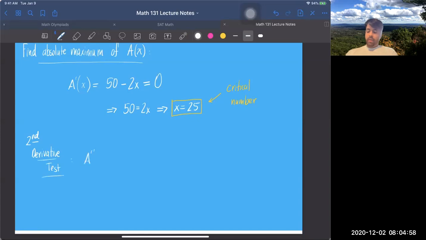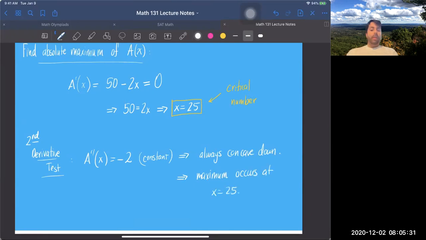What's my second derivative? Second derivative is -2. It's always negative. So this is a constant, right? Constant. Which means always concave down. So if it's always concave down, that means that the maximum occurs, right? Maximum occurs at x equals 25. So I know for a fact that the area is the maximum when x equals 25.